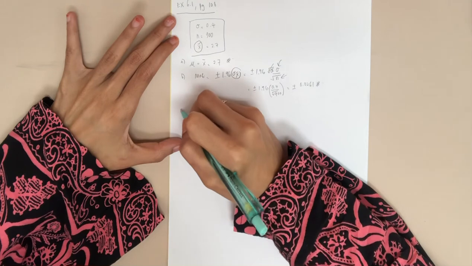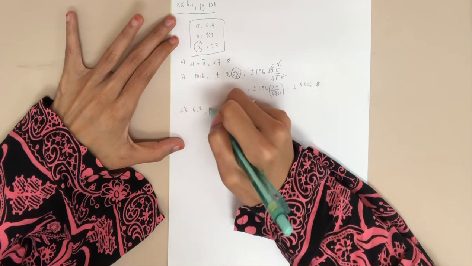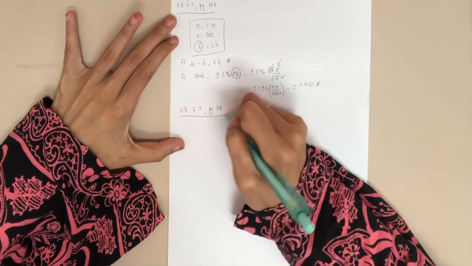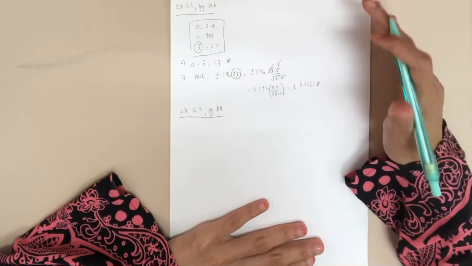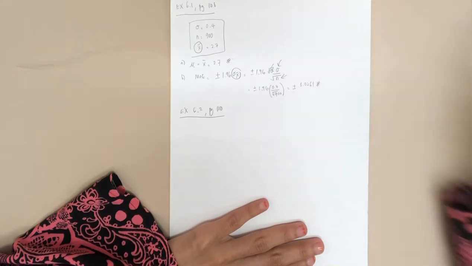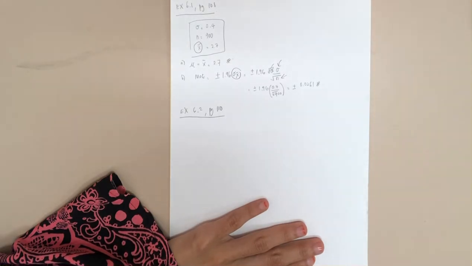Example 6.2, page 110. Okay, class, I read the question here. The average zinc concentration recovered from a sample of zinc measurement in 36 different locations is found to be 2.6 gram per milliliter. I read again. The average zinc concentration recovered from a sample of zinc measurement in 36 different locations is found to be 2.6 gram per milliliter.